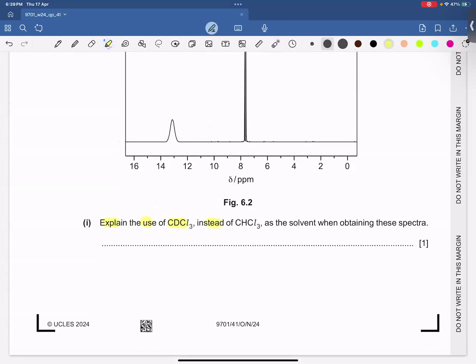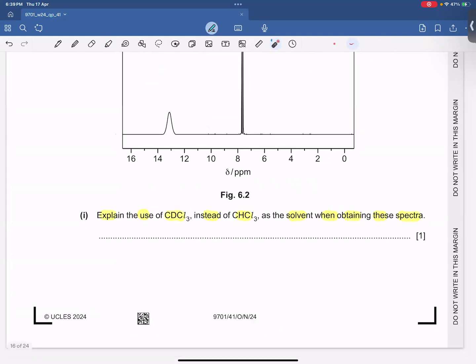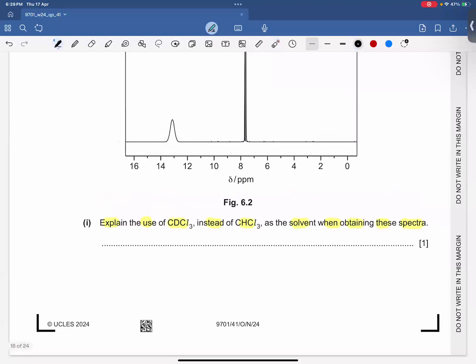Explain the use of CDCl3 instead of CHCl3 solvent when obtaining these spectra. Well, deuterium cannot show absorption in the radio frequency region, which is why it will not give you any sort of peak or interfere with the protons of the sample.